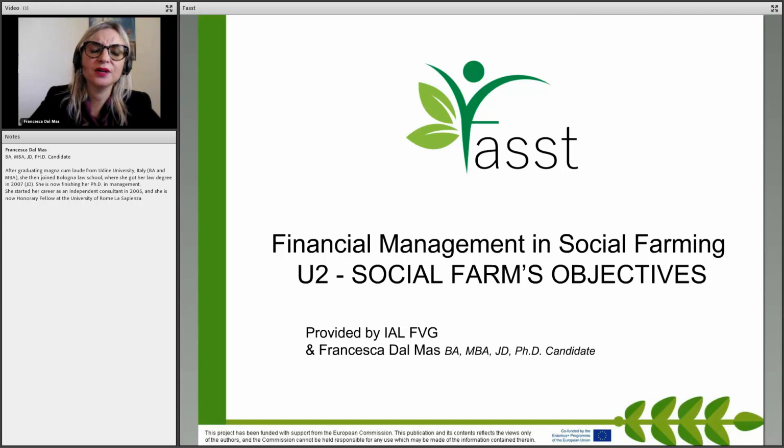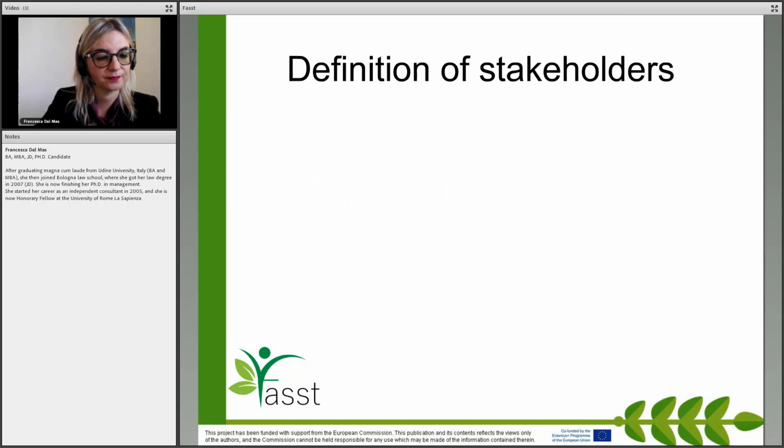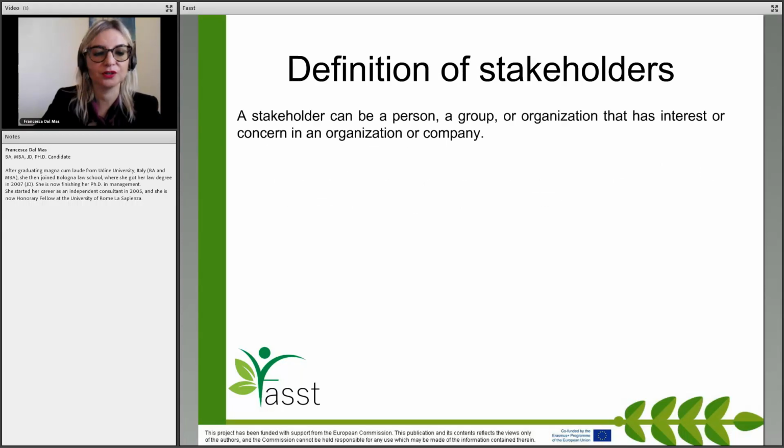So let's go now to Unit 2, the Social Forms Objective. In this unit we will be speaking about stakeholders, and we will see how we should design a network of cooperation to achieve the objectives and the goal of our social form. Let's go to the stakeholders.